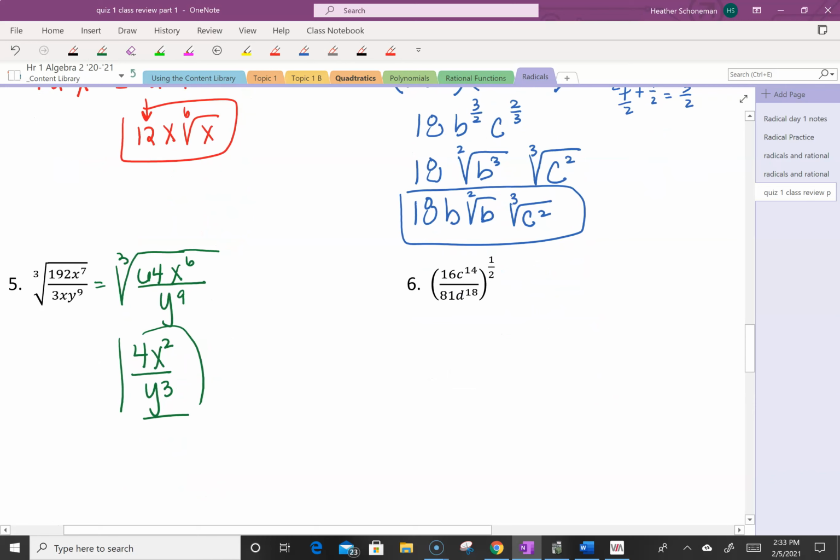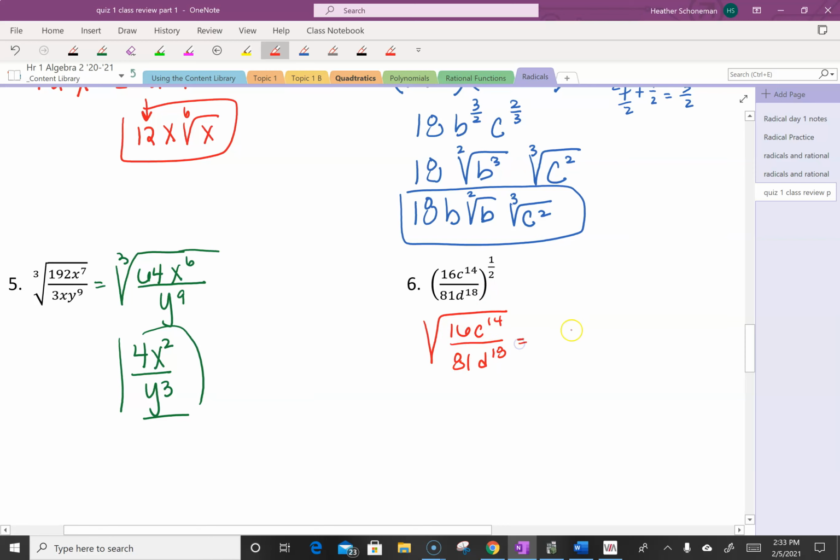Number 6, I'm going to look to see in the parentheses if there's anything that can reduce, but there's nothing I can combine in there. But I do have it raised to the 1/2 power, and I could distribute the 1/2. But let's think for a second. Anything to the 1/2 is just the square root. Now, I wouldn't do it if it was something other than the square root. I would go ahead and distribute, but with the square root, that's so easy to deal with. So I'm just going to put this all under my square root.